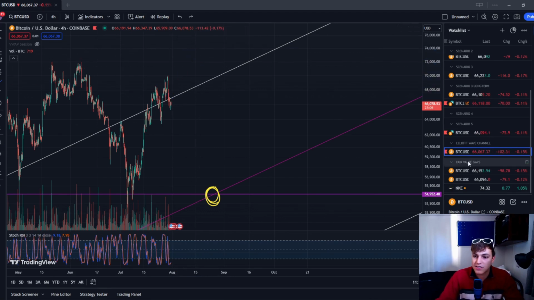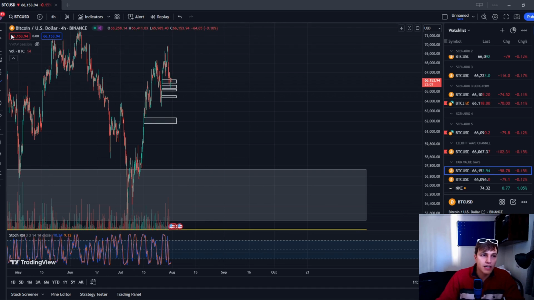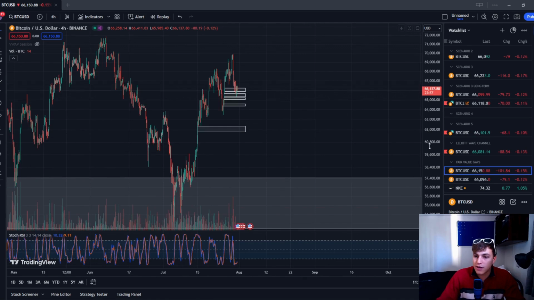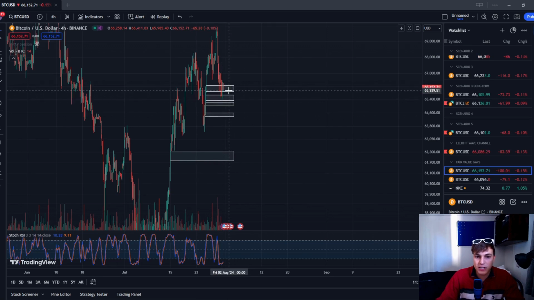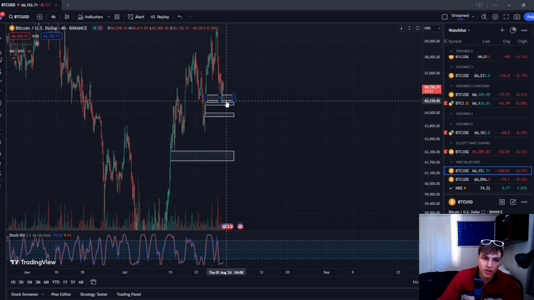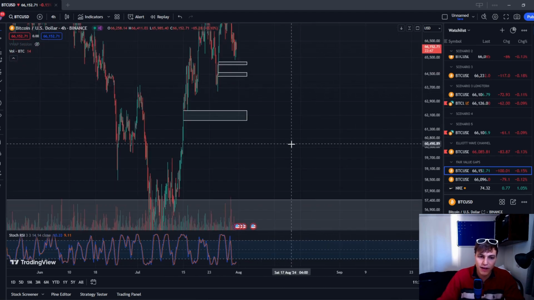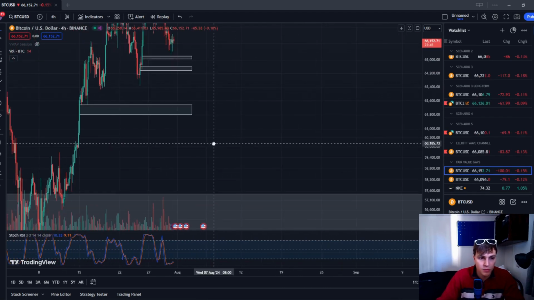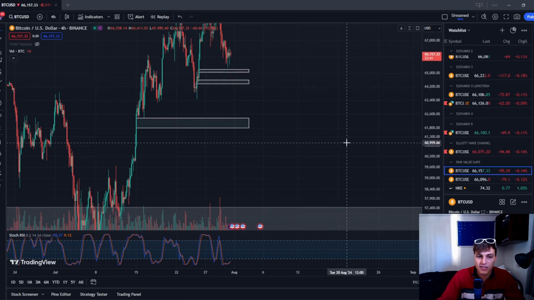So let's see. Now, fair value gaps on the 4-hourly time frame, we can see here on this closer time frame, we have these fair value gaps here. This fair value gap was closed overnight, and this is where we found support. These are the other 3 fair value gaps I'm keeping my eye on at the moment, and we should see a rejection from those at some point.